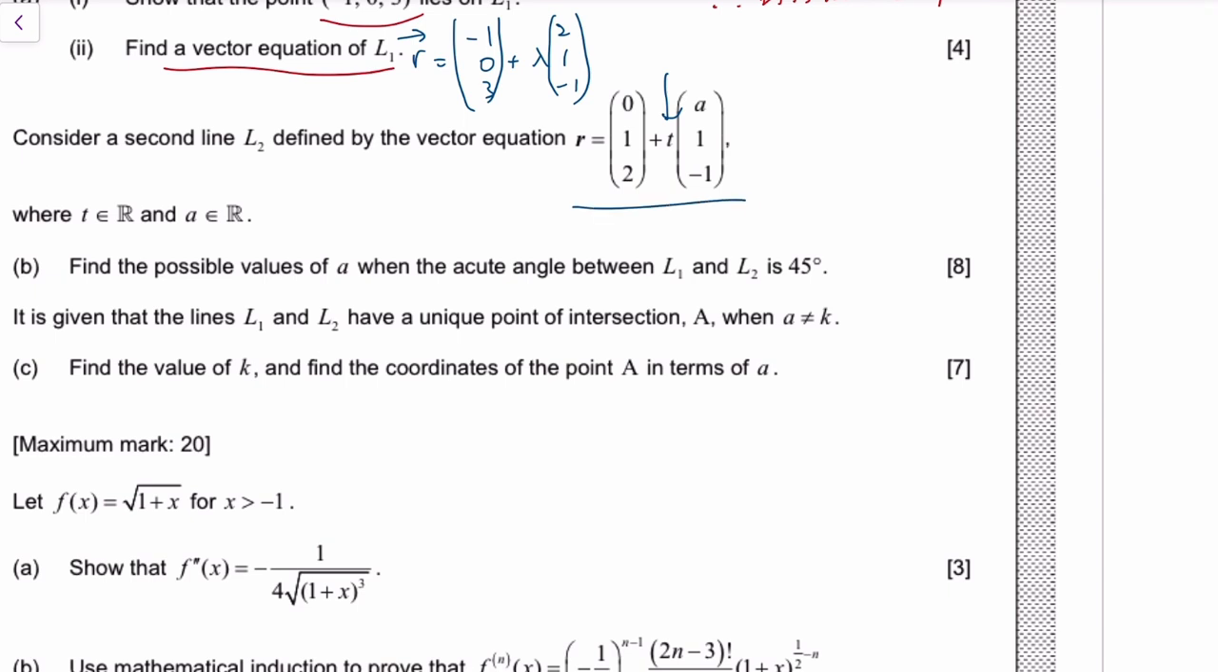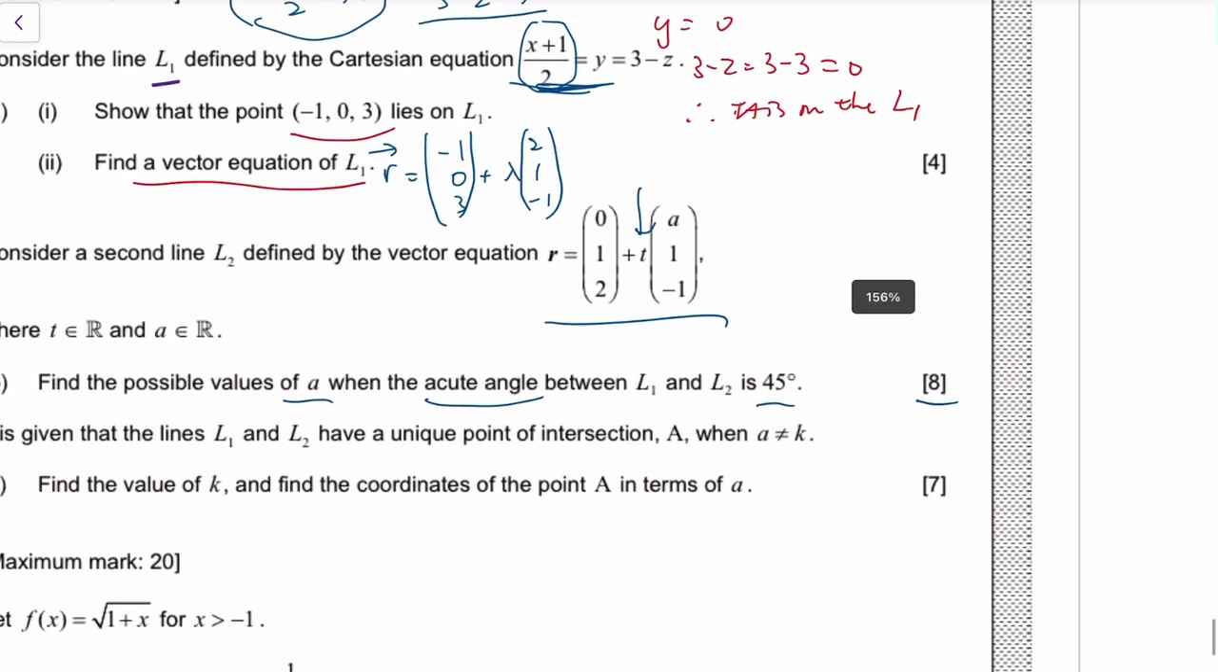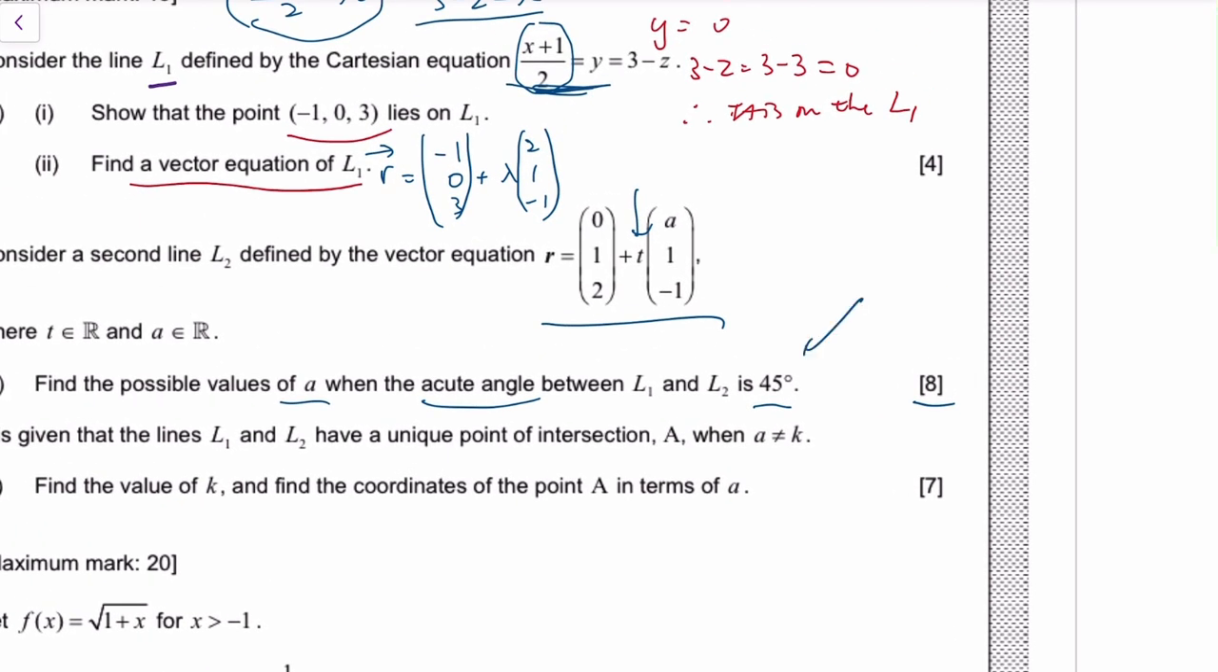Find, well, we have another line. Find A such that the angle between them is 45 degrees. That's obviously cosine. You know, the dot product formula. 8 marks? Maybe there's some trick in it. So we do the dot product.